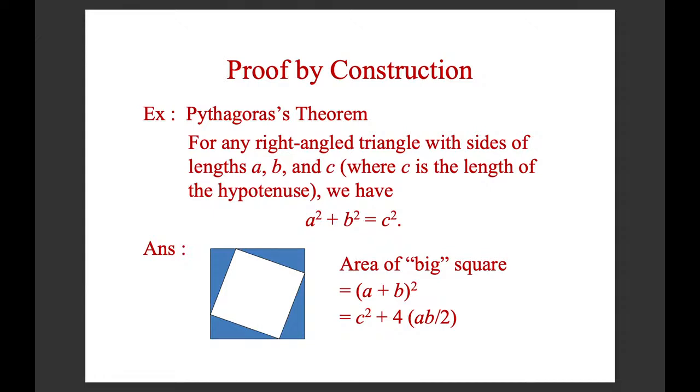Okay, so this is an existence proof. This is a non-existence proof. This is a proof by construction. We start with a triangle, but then somehow, with some creative thinking, we can link up the area of the triangle and the little square and the big square together.